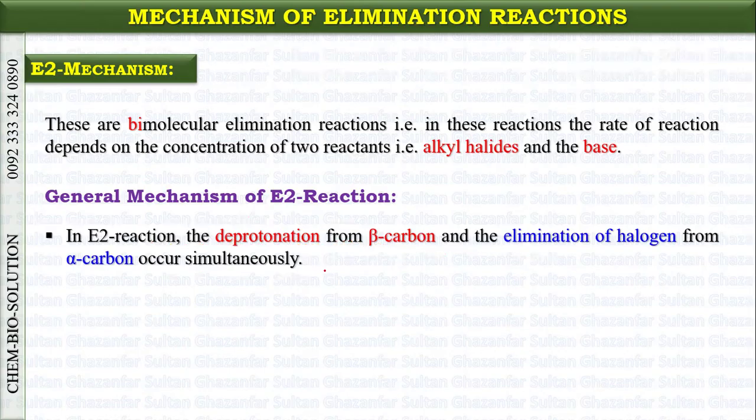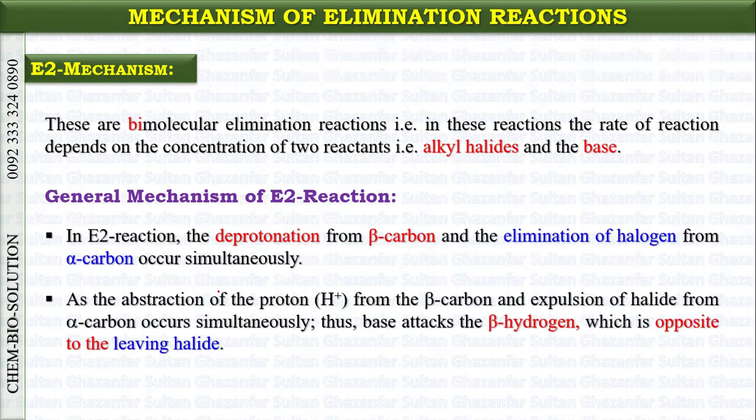Here there will be no steps, there will be no intermediate. No intermediate is formed, as the abstraction of proton, that is, removal of proton from the beta carbon, and the expulsion of halide, removal of halide from alpha carbon, occur simultaneously. Thus, the base attacks the beta hydrogen which is opposite to the leaving halide. It should be opposite.